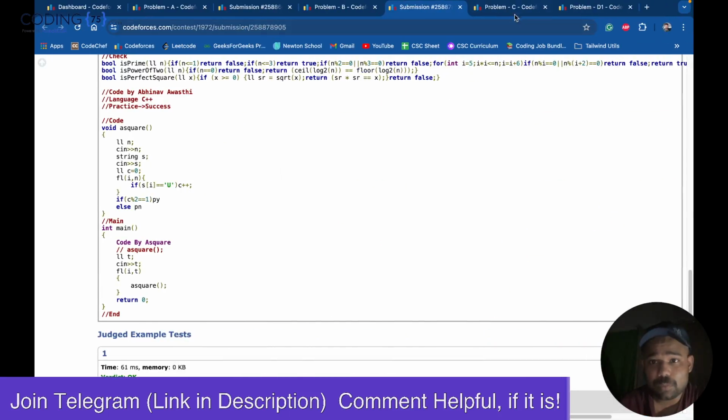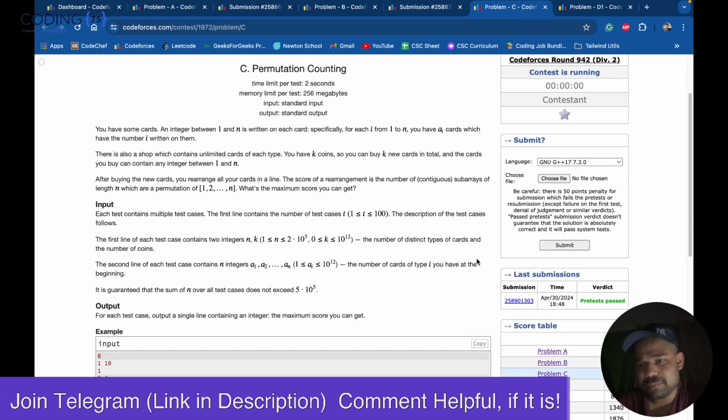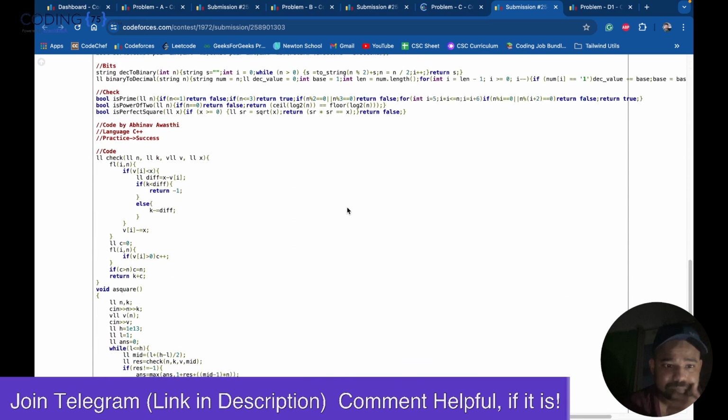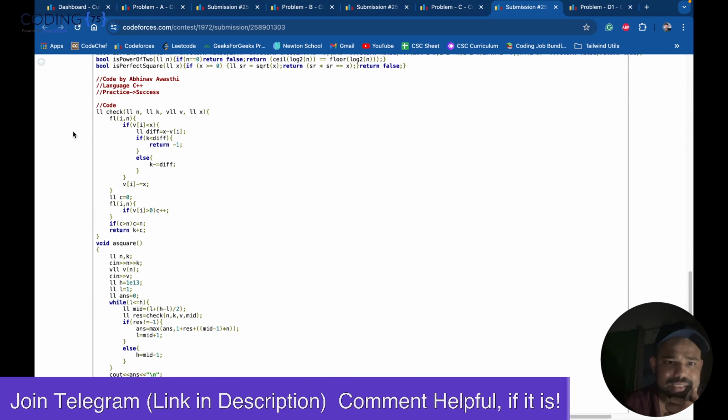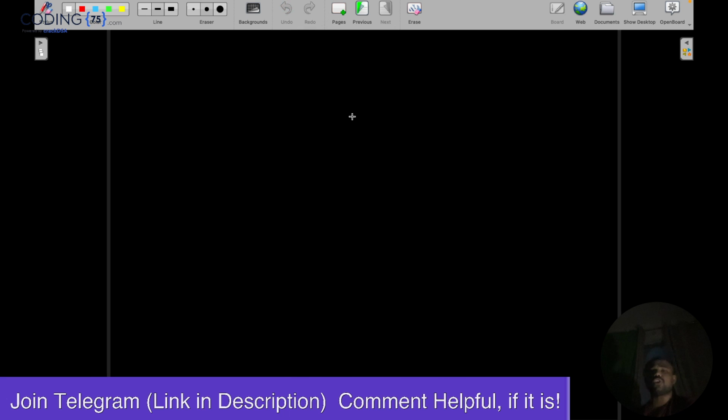Cool. Now problem number C is Permutation Counting. Permutation Counting is again a good problem, guys. This is a problem of binary search. I solved this using binary search. So guys, what I did, I have actually written a check function. Here what we will do is, you are basically told that you have to create some continuous subarrays, right?